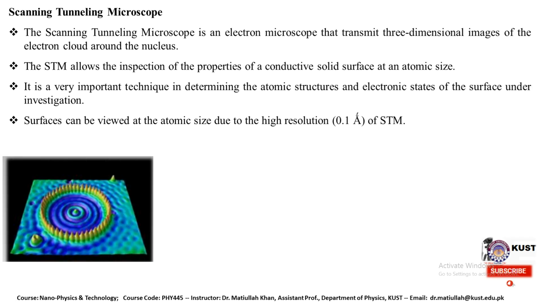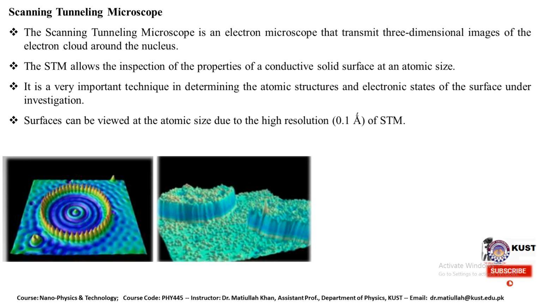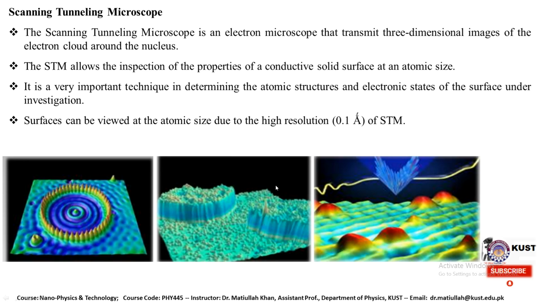So scanning tunneling microscope, these are some of the images and the specification of the scanning tunneling microscope, because it is an electron microscope that transmits three-dimensional images. It is very different from the existing microscopes we had discussed, like the scanning electron microscope, transmission electron microscope, and atomic force microscopy. It has this specialty of developing three-dimensional images, and its resolution is very high, around 0.1 angstrom. So it is atomic level.